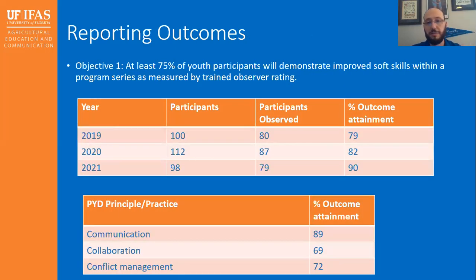What does it look like in regards to reporting? Your objective may be: at least 75% of youth participants will demonstrate improved soft skills within a program series as measured by trained observer rating. So you have maybe 100 participants, you'd have to observe 80, and you'd have 75% outcome attainment within that. And then you can break it out into each of the different practices within that instrument: communication, collaboration, conflict management, etc.